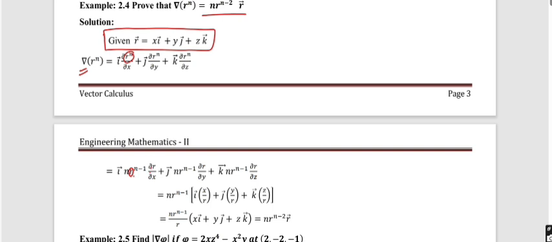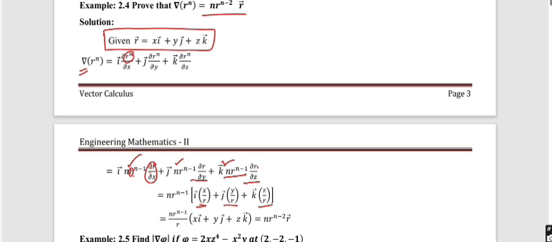In the same way, differentiating r power n with respect to y, we have n into r power n minus 1 into dou r by dou y, plus k vector into, differentiating r power n with respect to z, n into r power n minus 1 into dou r by dou z. Already we know that dou r by dou x is x by r, dou r by dou y is y by r, dou r by dou z is z by r. So in all the terms, n into r power n minus 1 is common. We take n into r power n minus 1 outside.